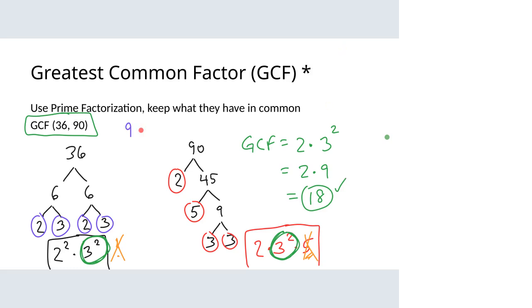So if you break 90 apart as 9 and 10, and then this 9 will go 3 and 3, and the 10 will go 2 and 5. And so then we wind up with 2 times 3 squared times 5, which is the same thing we ended up with.